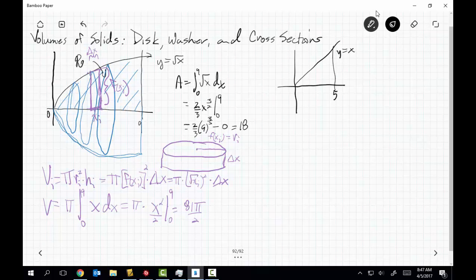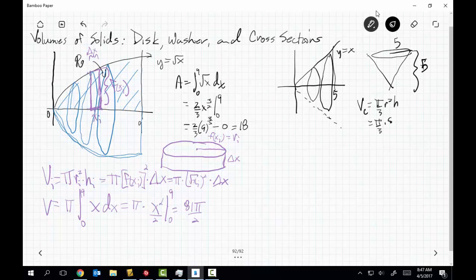Anyway, as I wrap this through 360 degrees, what do I get? I'm going to end up with a cone that's 5 high. And if you think about it, the radius is going to be 5 as well. Now, we already know that the volume of a cone is pi thirds r squared times h. So in this case, it's pi thirds times 5 squared times 5, which is 125 pi thirds.